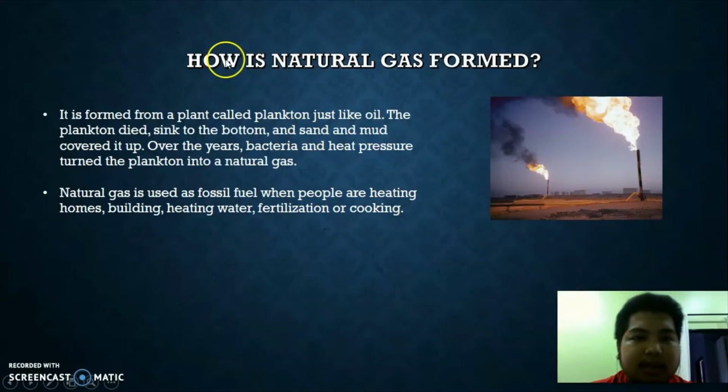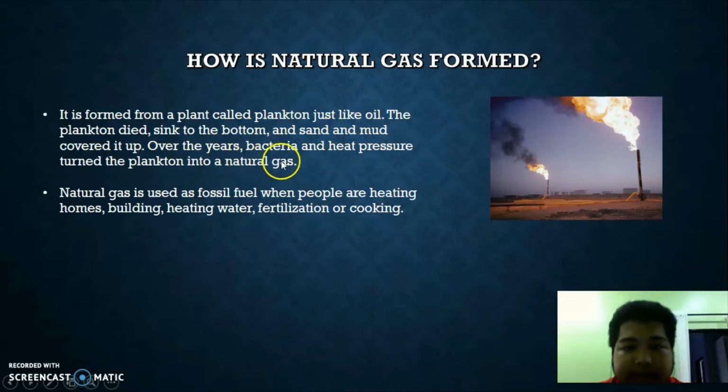Okay, next is how is natural gas formed? It is formed from a plant called plankton, just like oil. When the plankton die, they sink to the bottom, and the sand and the mud will cover it up. Over the years, the heat and pressure turn the plankton into natural gas.